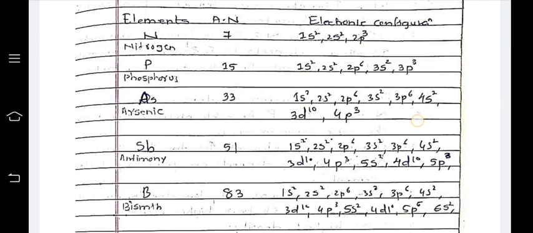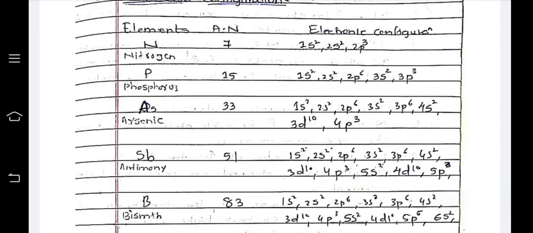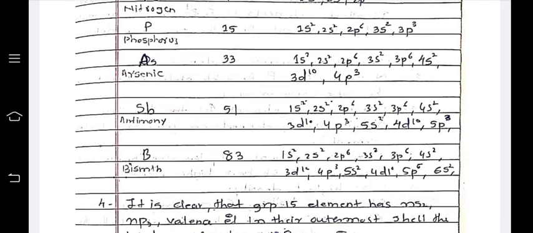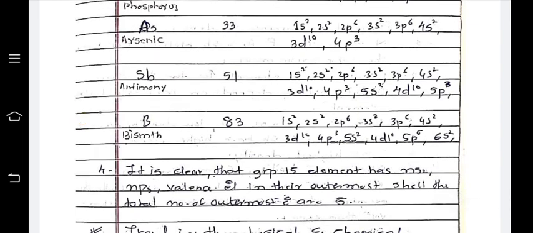So in the group 15 elements, the electronic configuration of nitrogen is 1s2, 2s2, 2p3. In phosphorus, atomic number 15, the electronic configuration is 1s2, 2s2, 2p6, 3s2, 3p3. Arsenic, abbreviation As, atomic number 33, electronic configuration is 1s2, 2s2, 2p6, 3s2, 3p6, 4s2, 3d10, 4p3.